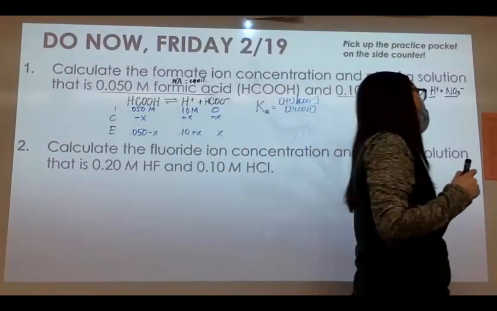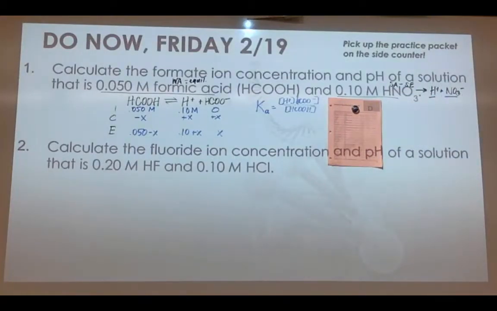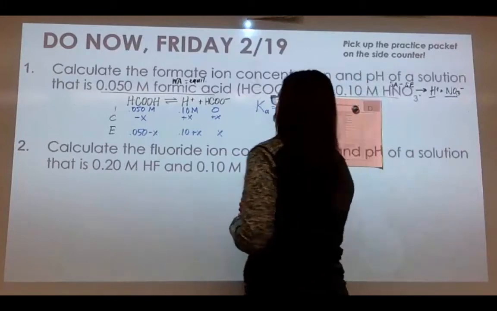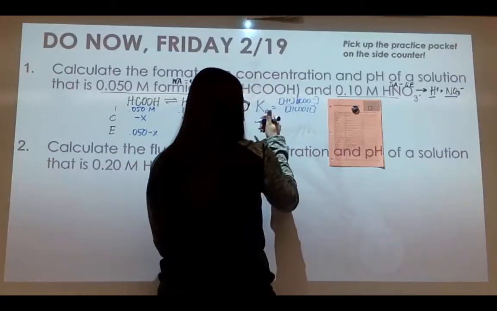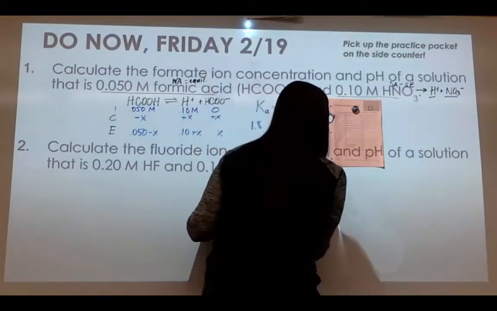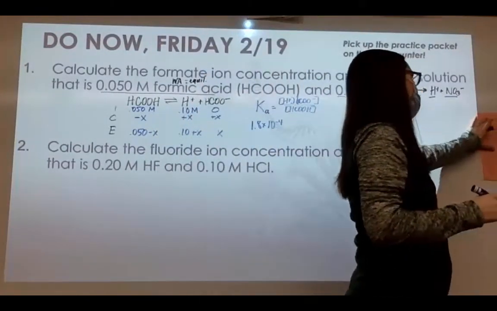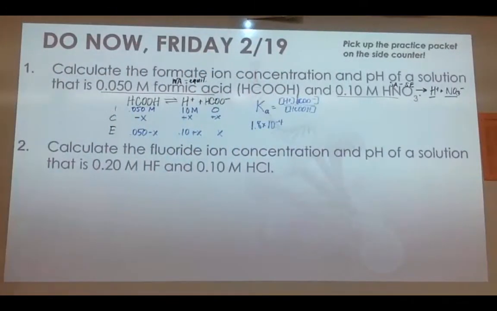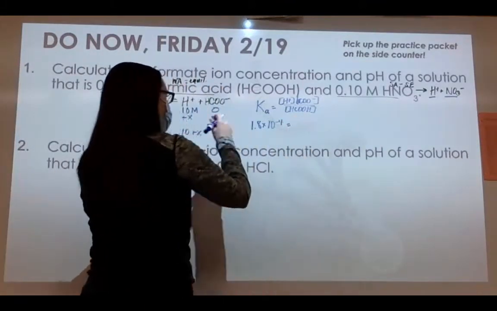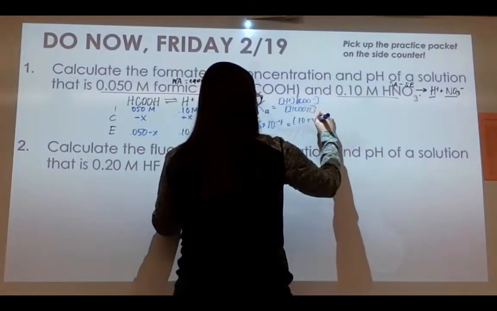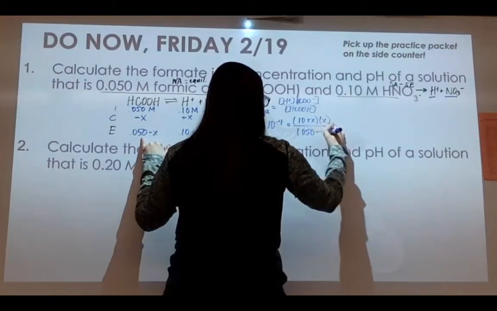Now you might look at this and say, well, I don't have the Ka value. No, but you do have Appendix D. If we find formic acid in Appendix D, formic acid has a Ka of 1.8 times 10 to the negative 4th. Again, I just looked on Appendix D for formic acid. Then we just plug in all of our values: 0.10 plus x times x over 0.05 minus x.